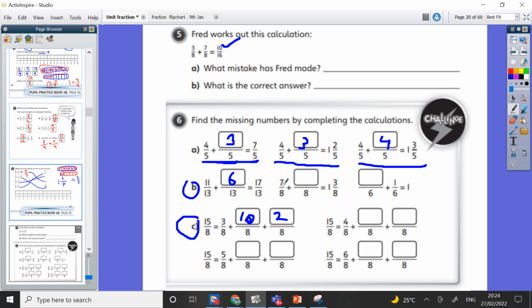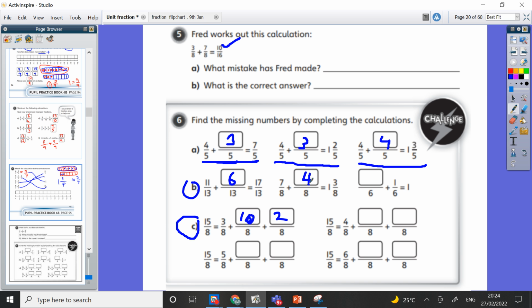So what if I change it? 7 over 8 plus what over 8 will be 1 whole and 3 over 8. 1 whole means 8 over 8. This 1 whole here means 8 over 8 plus 3, that is 11 over 8. How can you make 11? With 7, 8, 9, 10 and 11.